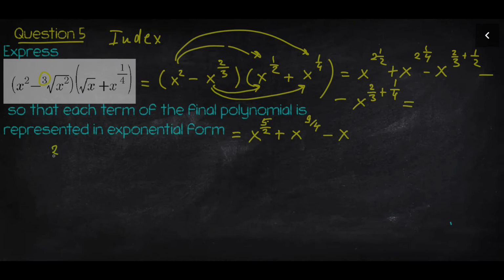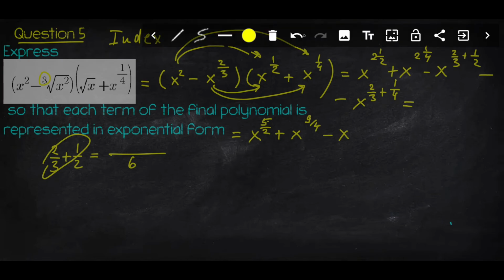So 3 goes here and 2 goes in a crisscross way here. It's going to be 4 plus 3. You get 7 over 6. That's not the solution, but an interim operation. So it's going to be 7 over 6.